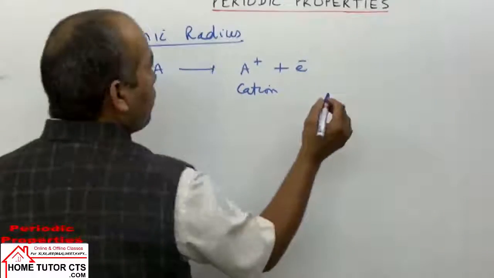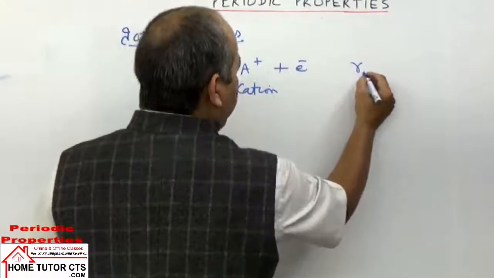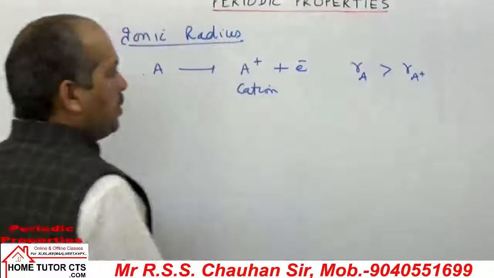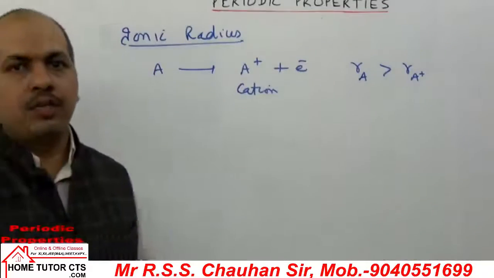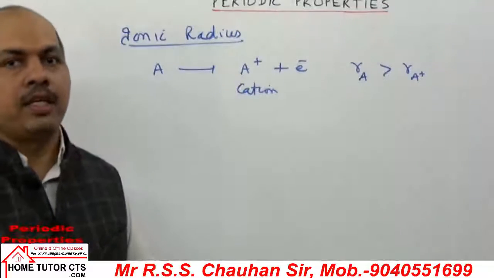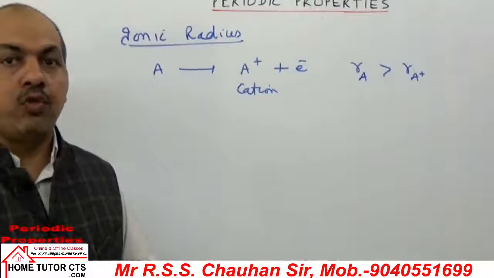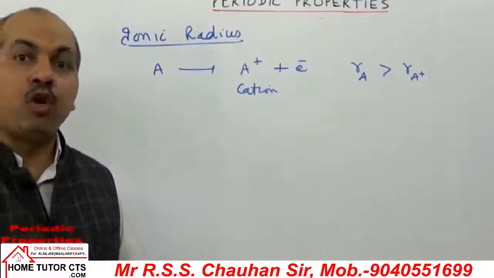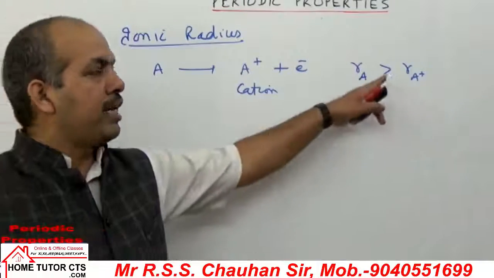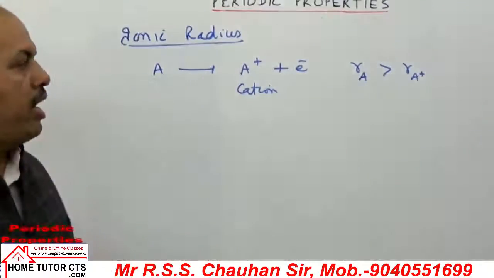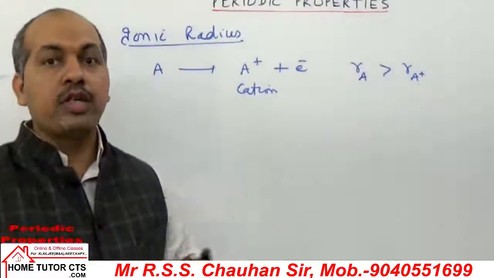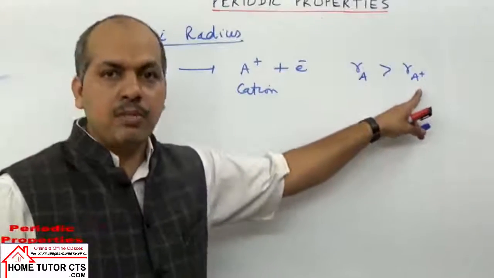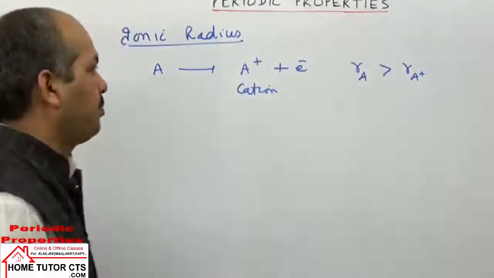When we take the size of atom A, it is more than the size of the A plus ion, because in cation formation the atom loses electrons. When an atom loses electrons, it has fewer electrons and the same protons in the nucleus. So in cations, the outermost shell electrons experience more attraction, and the size of the cation becomes smaller compared to the atom.